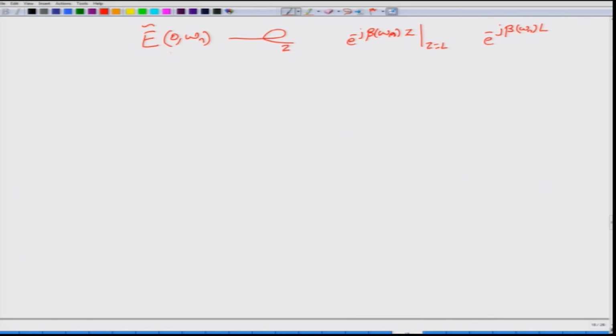So, this nth frequency component actually will become E of 0, omega n times e power minus j beta of omega n L, which means that the amplitude would remain as it is, because we have assumed alpha to be equal to 0, and we simply have a phase shift which is dependent on the propagation constant at the corresponding frequency omega n.